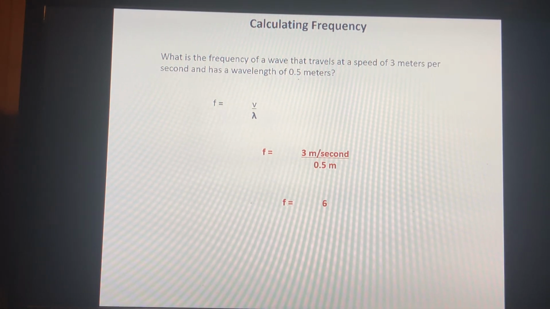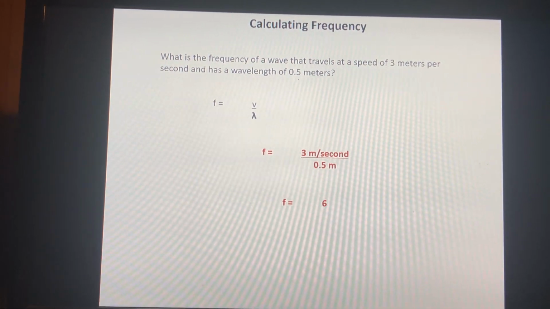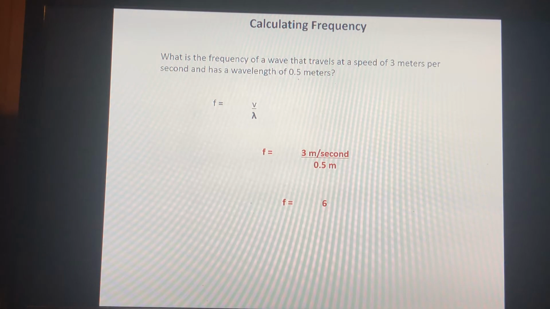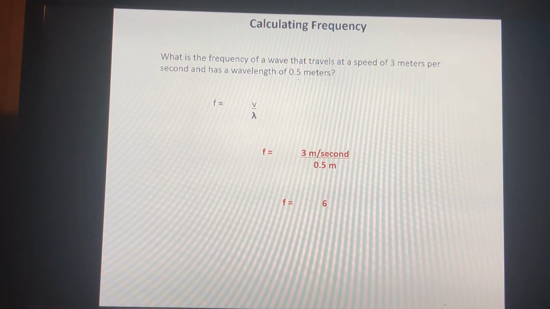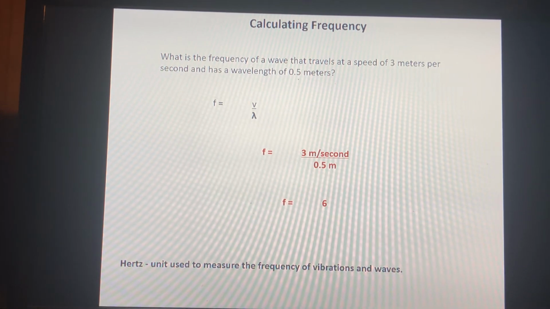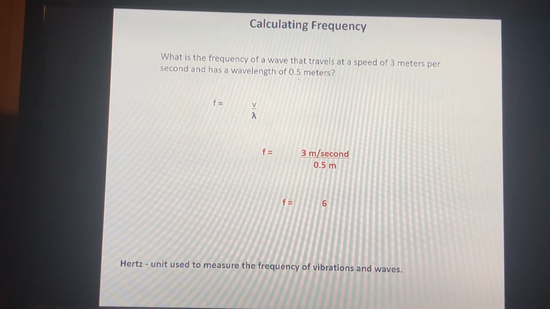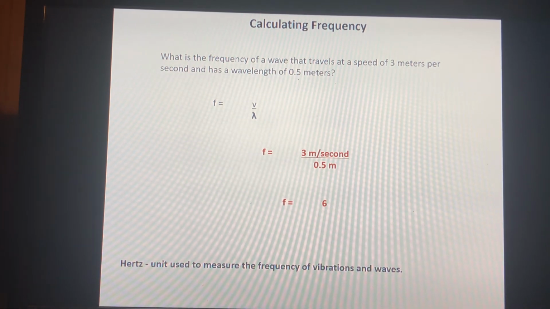So we have 6 1 over seconds, which means nothing to me, but luckily for us, scientists have come up with a handy-dandy unit called the hertz. The hertz is a unit used to measure frequency and vibrations of waves. And so when we get to the end of frequency problems, rather than trying to figure out seconds, meters, and how do I label this, we can just label it hertz, a capital H and a lowercase z. So the answer is 6 hertz.